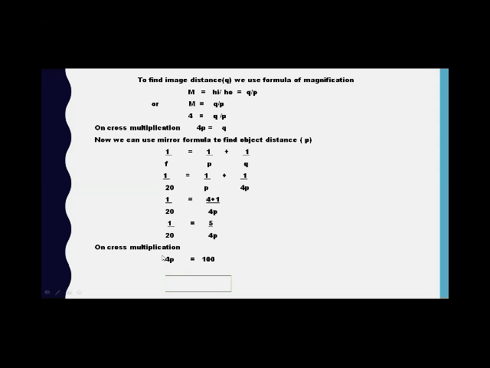So we will remove 4 from here. What we have to do? We will just shift it to the other side. 4 is in multiplication with p, so after shifting it will come in division. So we can also say that p is equal to 100 upon 4. So 100 divided by 4, then we get p is equal to 25 centimeter. So we can say that the object distance is 25 centimeter.